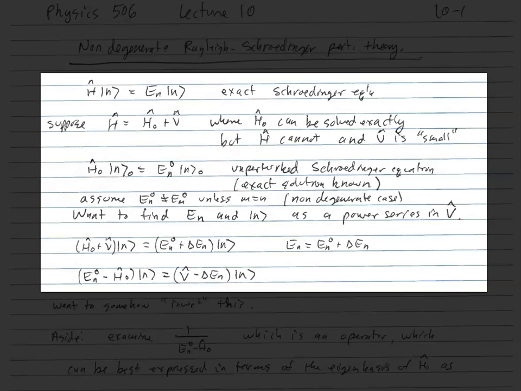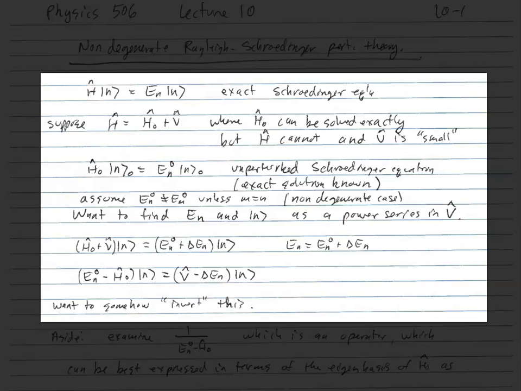Now what we're going to do is rearrange this. I'm going to bring the H0 over to the right-hand side, and I'm going to bring the delta En over to the left-hand side, and I'm going to just switch the orders. So we'll have En0 minus H0 multiplying the state n is equal to V hat minus delta En times the state n.